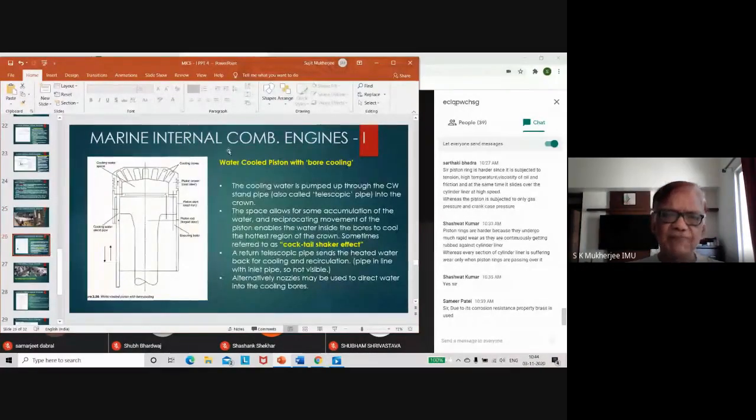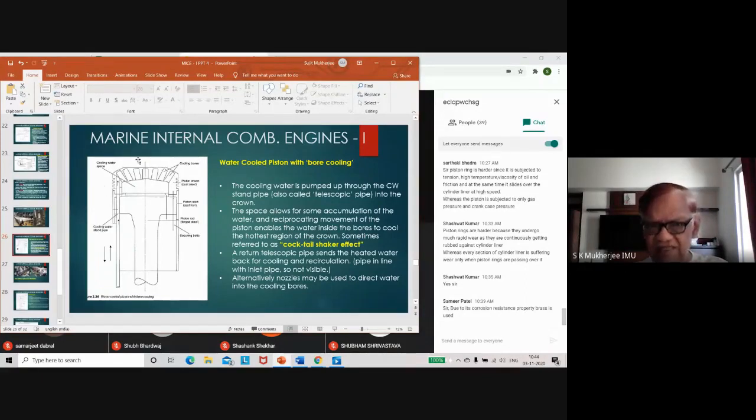Okay, now this piston assembly. The first one is a water-cooled piston. Pistons, remember, large pistons in particular, can be cooled either by water or by the oil. Which oil? The same crankcase oil can be used. All right, now a piston which is cooled by water will be something like this.